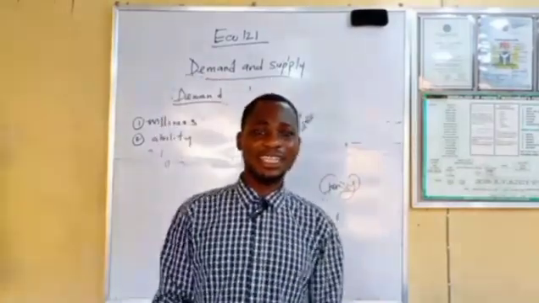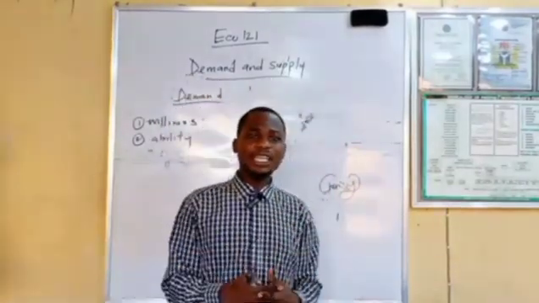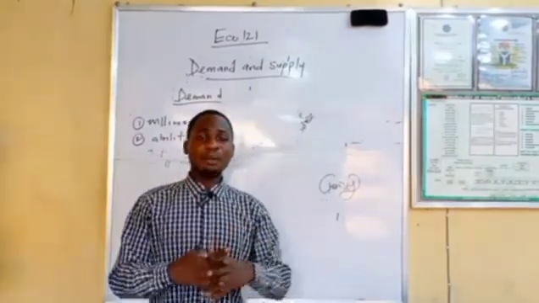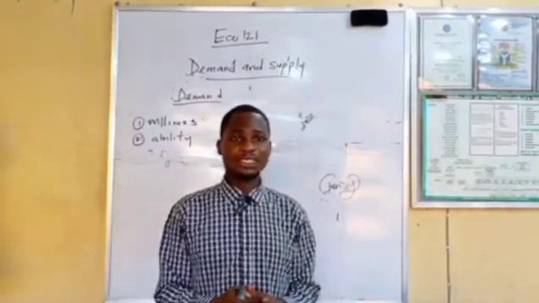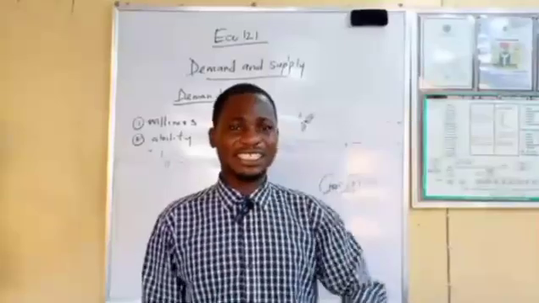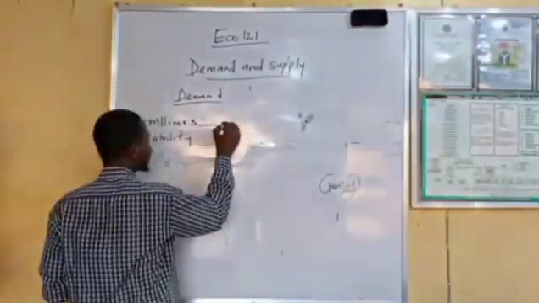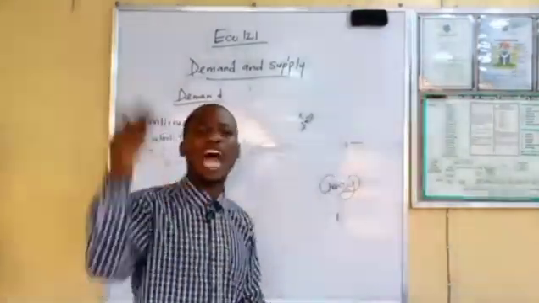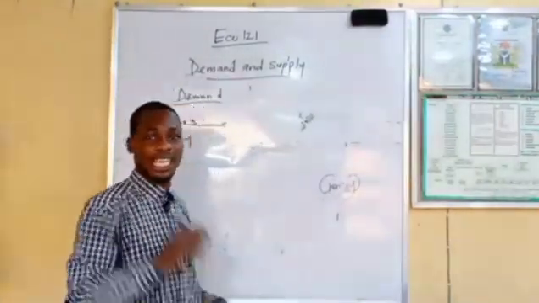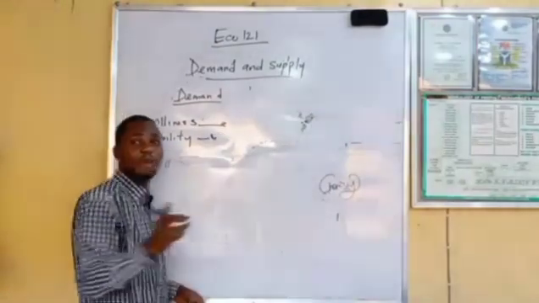Now, what we mean by that is that when we are given a particular price of a commodity, you have the intent of getting it at that moment. That's what we mean by willingness. At the same time, you have the ability to get the commodity. That is what we mean by demand.